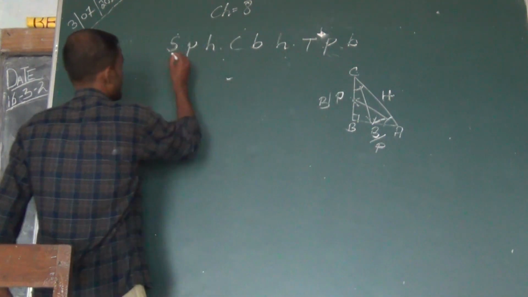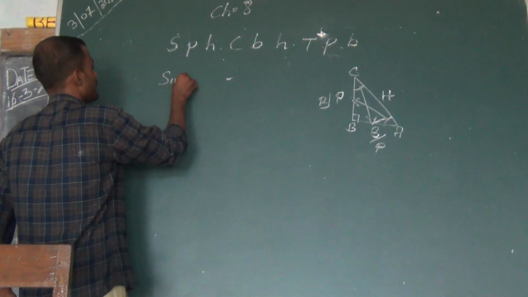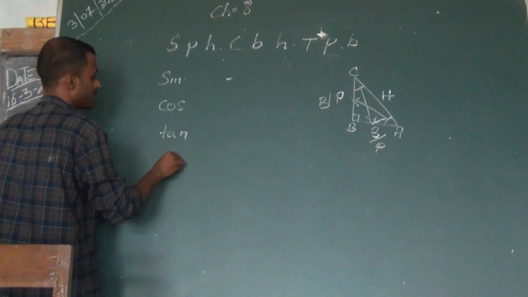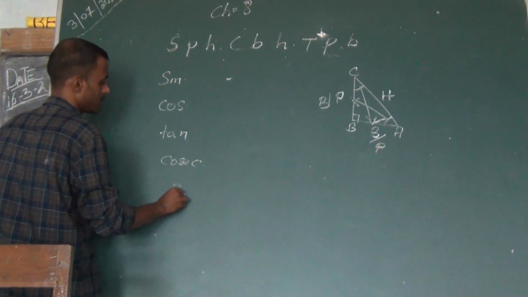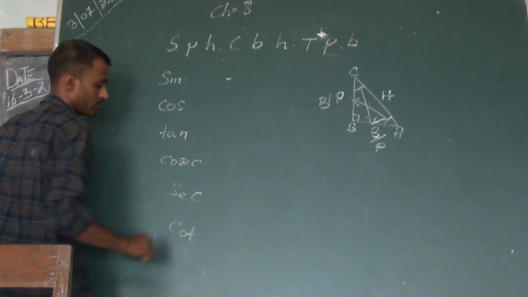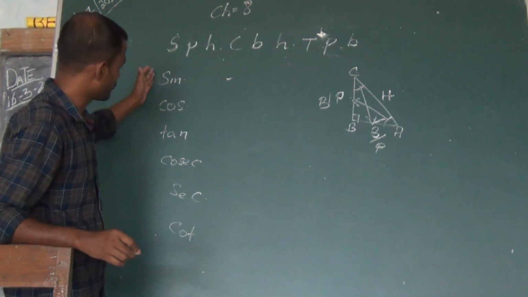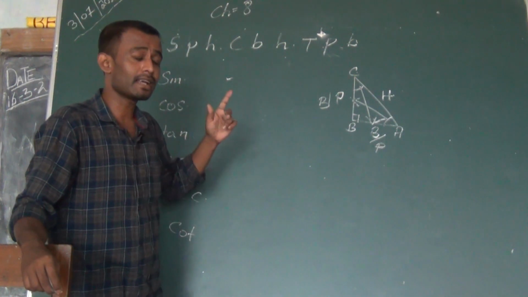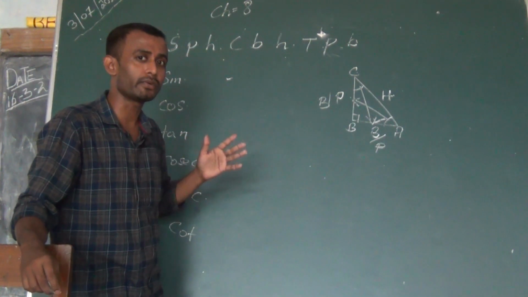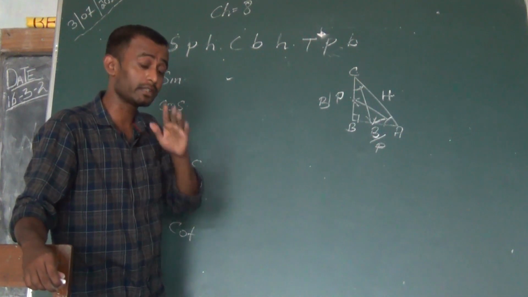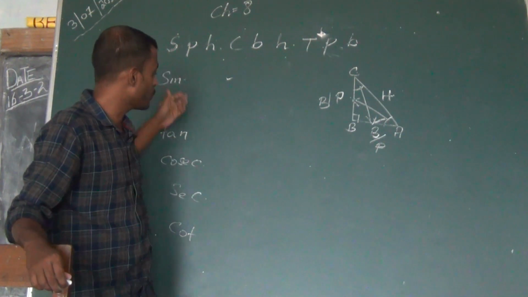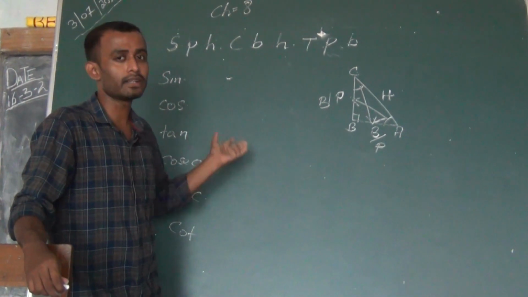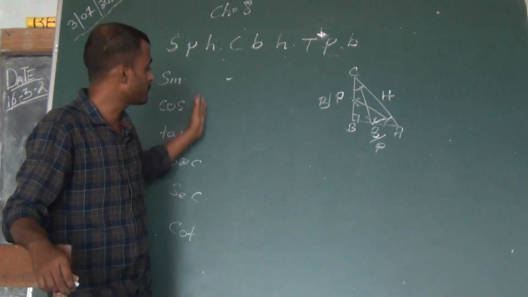Now, in this chapter we are going to learn sin theta, cos, tan, cosec, sec, cot. These are the formulas which we are going to apply in this chapter. In the next exercise, if you go to page number 193, there is a table. It's given there: sin, cos, tan, cosec, sec, cot. The angle degrees are given. That one we'll learn in the next exercise. Today I'll tell you the basic formulas here.